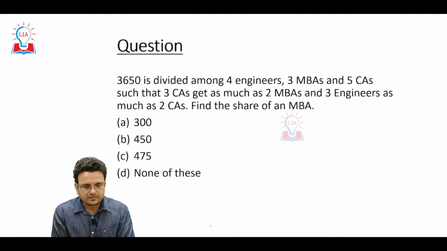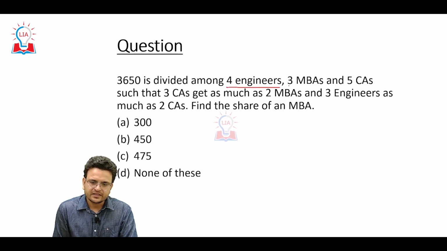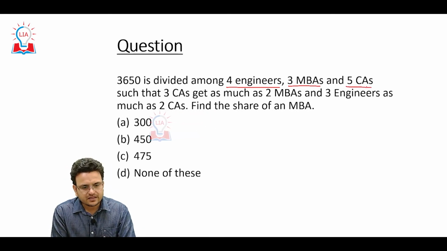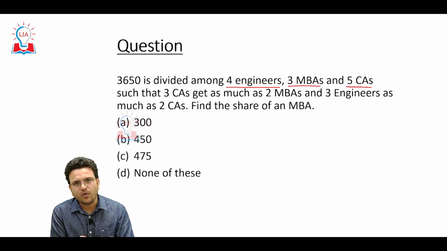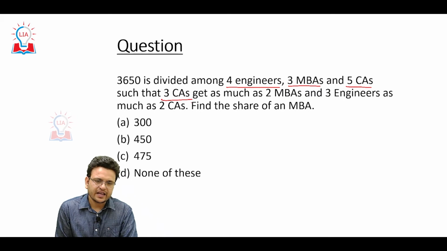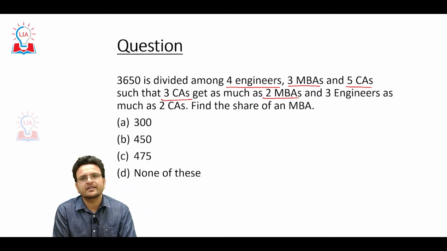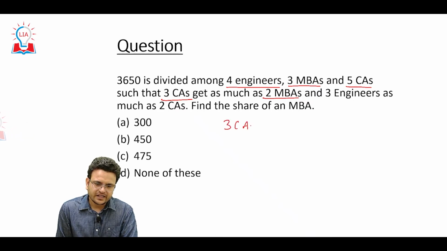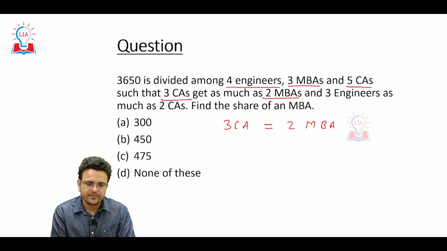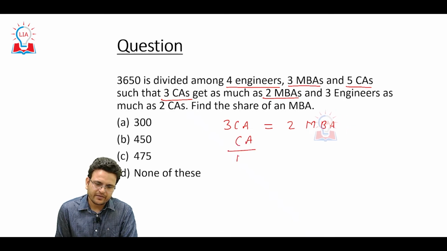See one more question. 3650 is divided among 4 engineers, 3 MBAs and 5 CAs, such that 3 CAs get as much as 2 MBAs. Meaning the share of 3 CAs is equal to the share of 2 MBAs, or we can say that the shares of CA upon MBA are in the ratio 2:3.